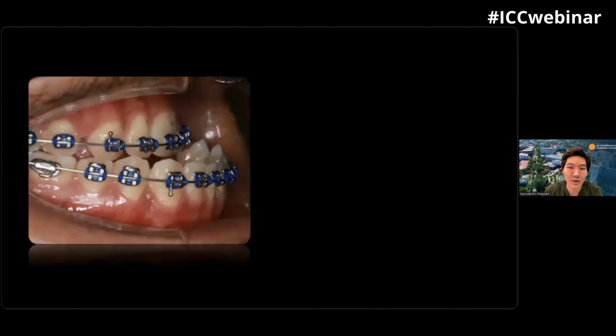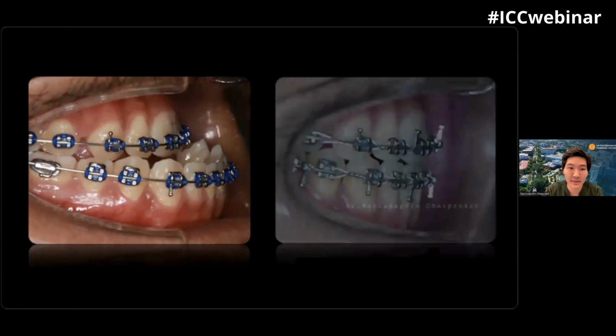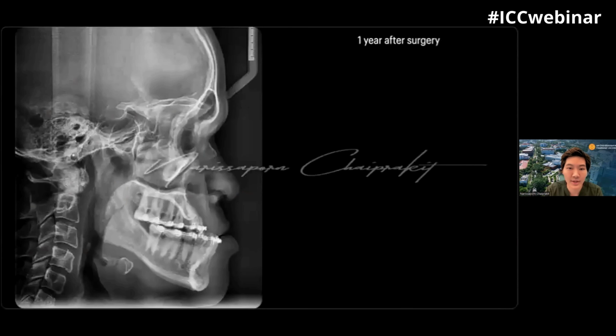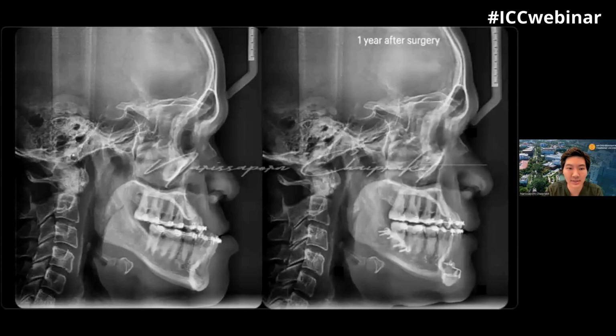The case was skeletal Class 3, and the planning was mandibular setback and genioplasty. This is the result. We can set back the mandible along the occlusal plane without sacrificing the airway dimension. You can see the airway dimension is not sacrificed.